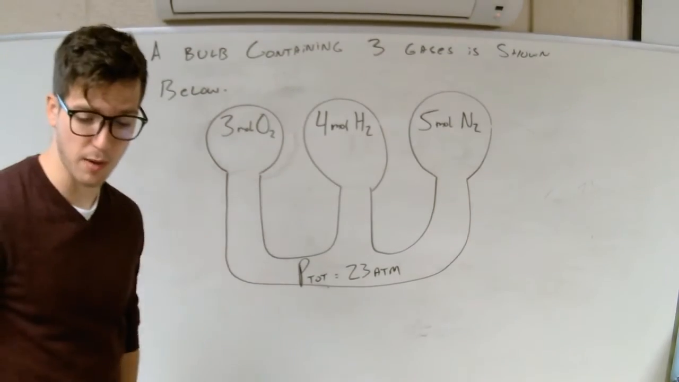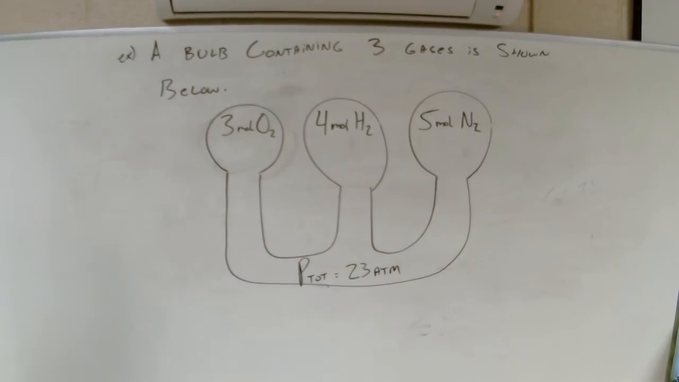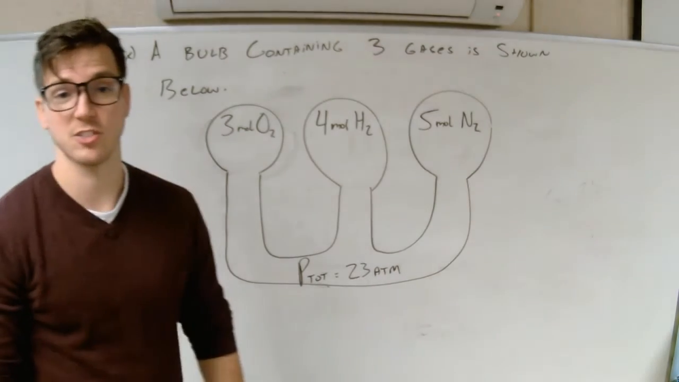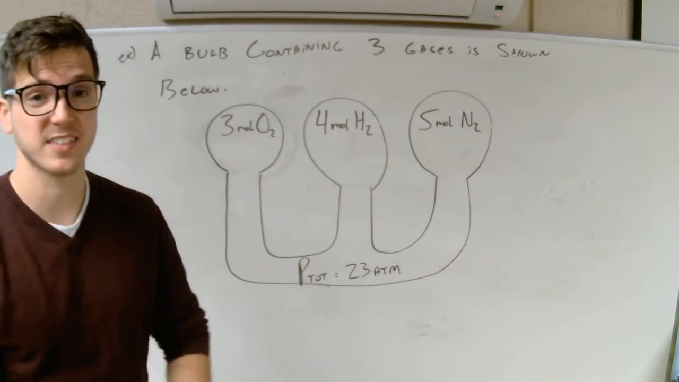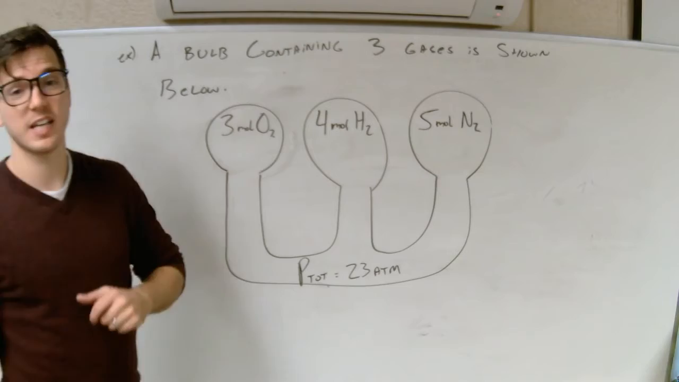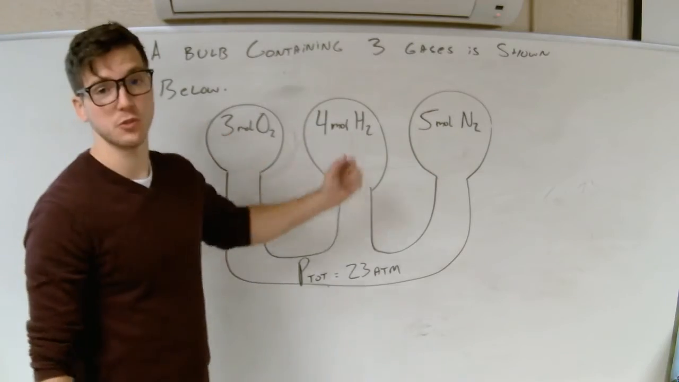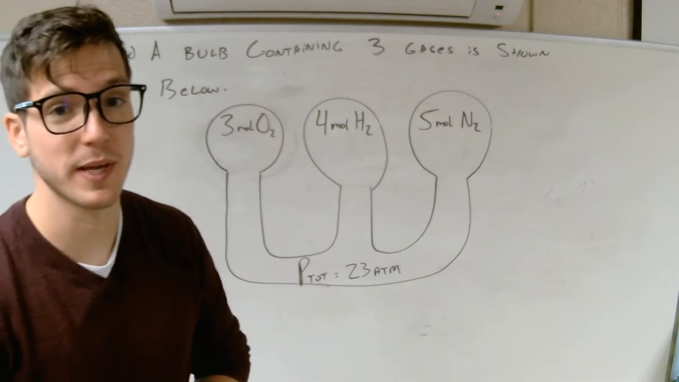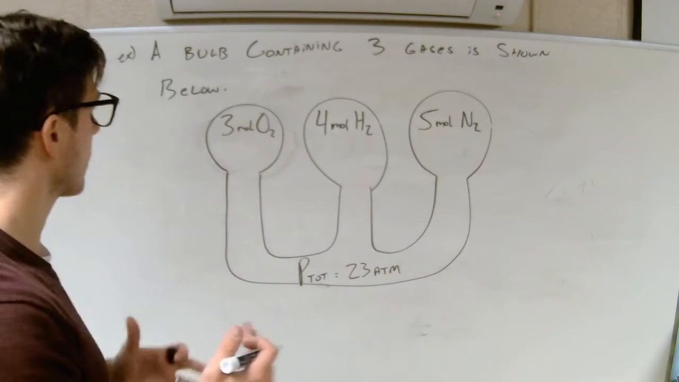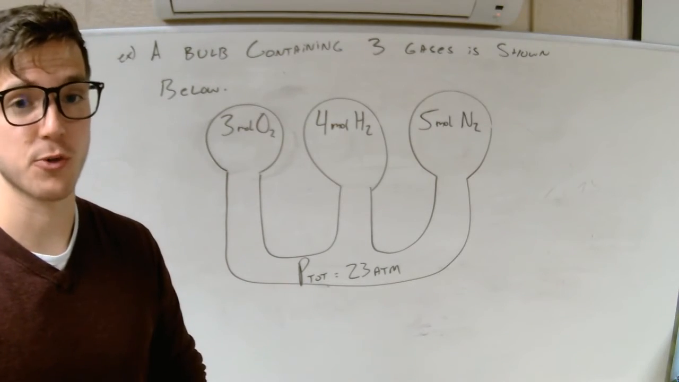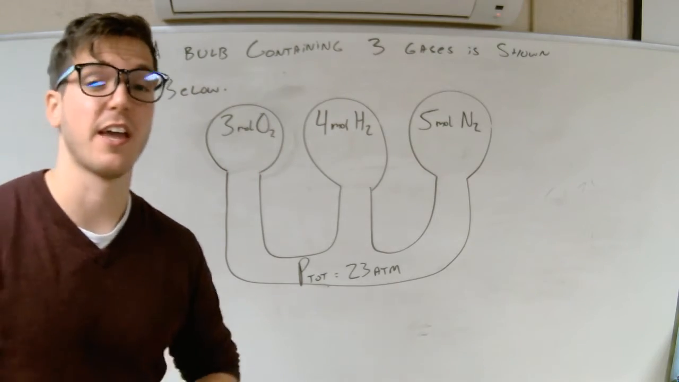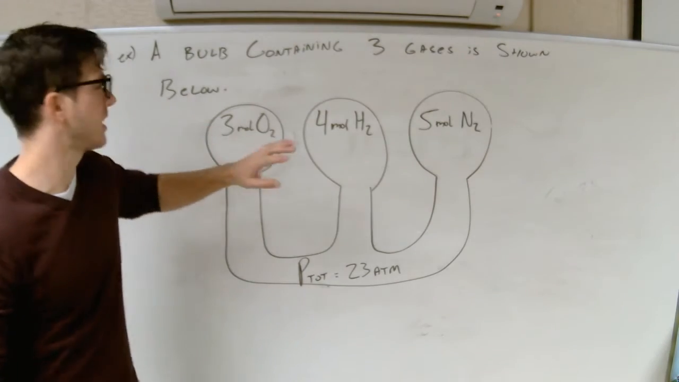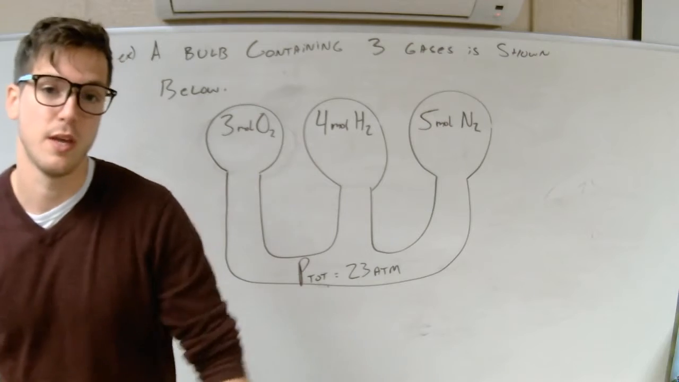So here's another problem that you might see. We have a bowl containing 3 gases that is shown below. So we got this weird gas container separated by 3 gases, 3 moles of O2, 4 moles of H2, and 5 moles of N2. And the total pressure is 23 ATM, so that's a lot of pressure inside that. What is the partial pressure of all those gases? What is the partial pressure of O2 making up, H2 making up, and N2 making up?